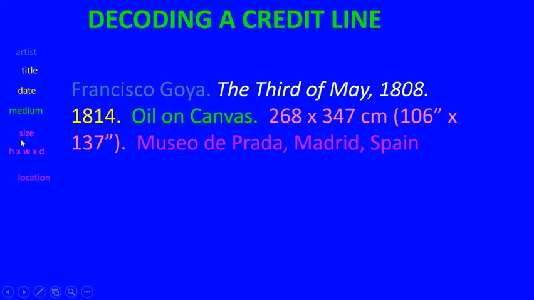Oh, by the way, when you do size, the height is the first number, so it's 106 inches tall, and width is the second number, and that's how wide it is. And if it's a sculpture, it'll have the depth, which is the third number. And if you ever wanted to go and visit this artwork, you would go to the Museo del Prado in Madrid, Spain.